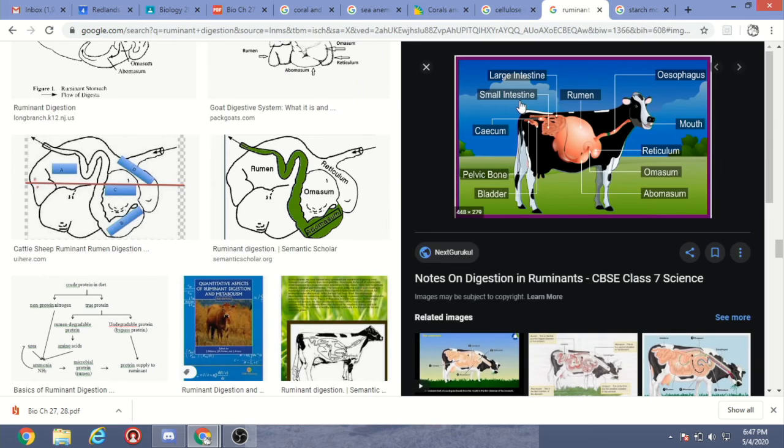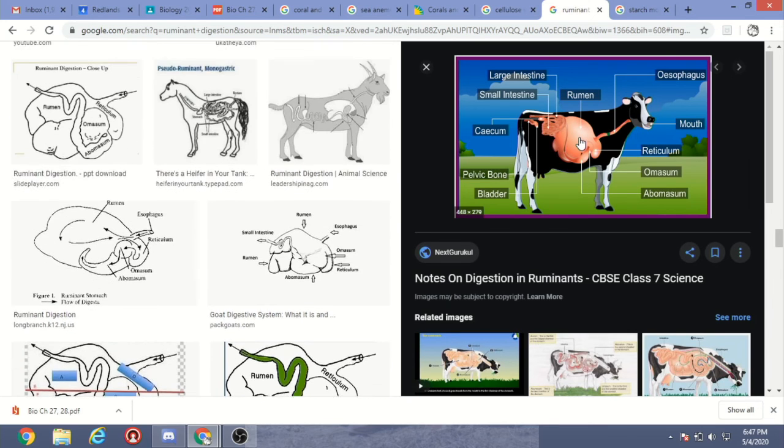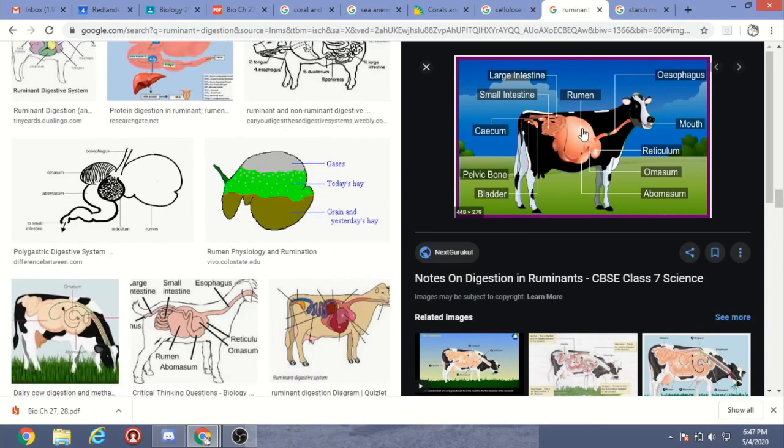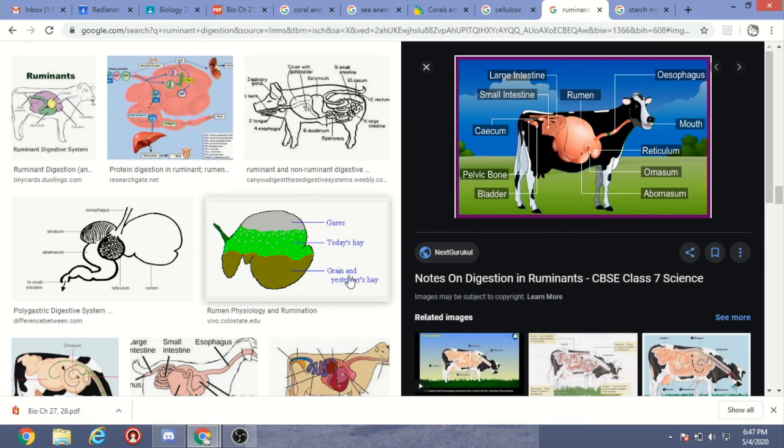The way it works is the cow has this big, large rumen here. The cow will eat the cellulose. It'll pass through the esophagus and hang out in the rumen, which is like a chemical factory. I saw this was interesting: you have grain and yesterday's hay at the bottom, today's hay in the middle, and then gases at the top. You just have a whole lot of chemical activity going on here.